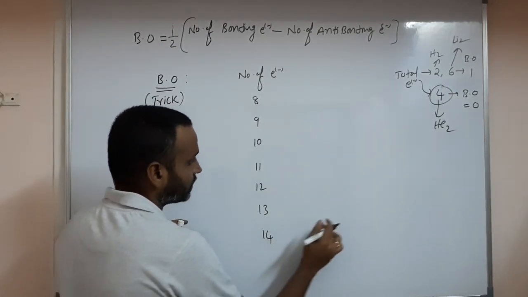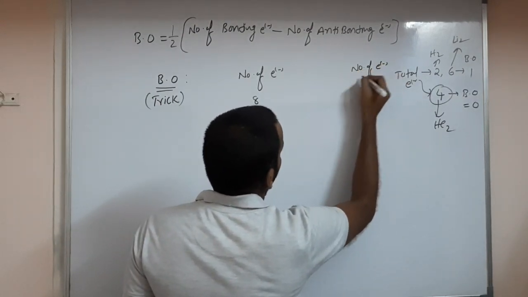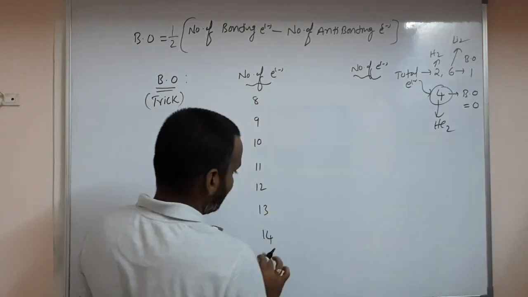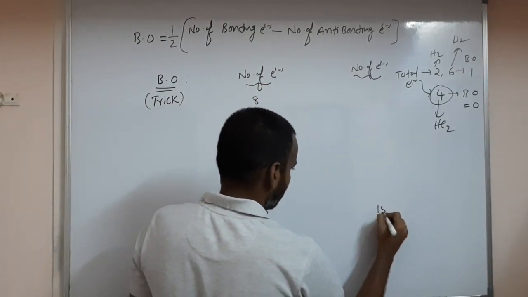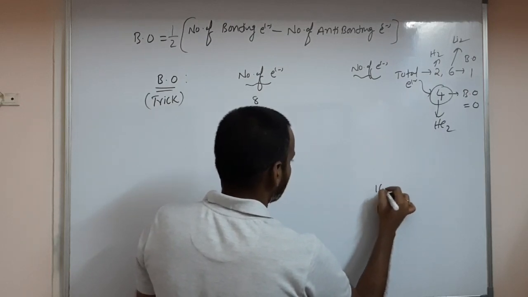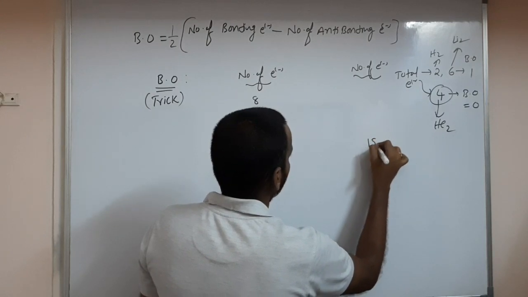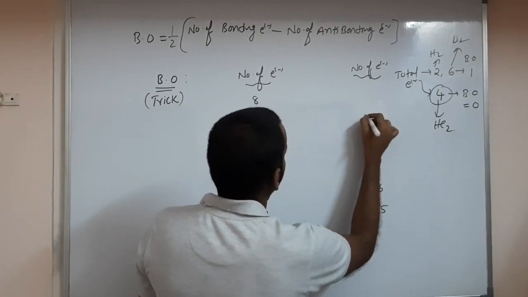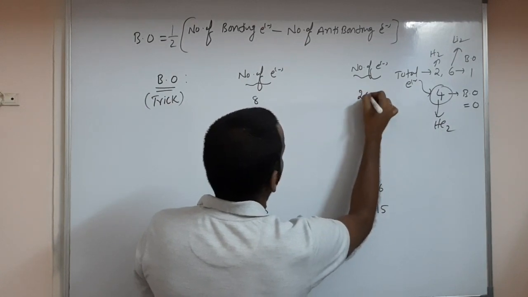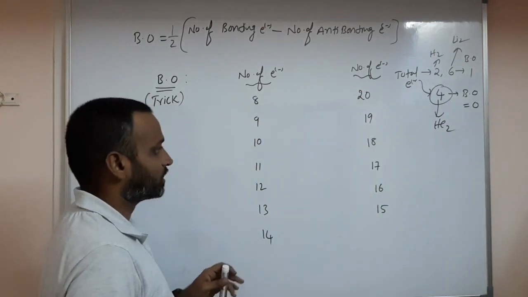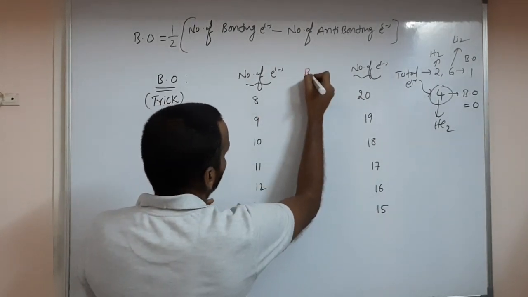By leaving 14, again you write down the number of electrons here. So 15, and here 16, and here 17, and here 18, and here 19 and here 20 electrons. You write it down. Why did I write it 2 times? I will tell you. Now in the middle you write down the bond order.